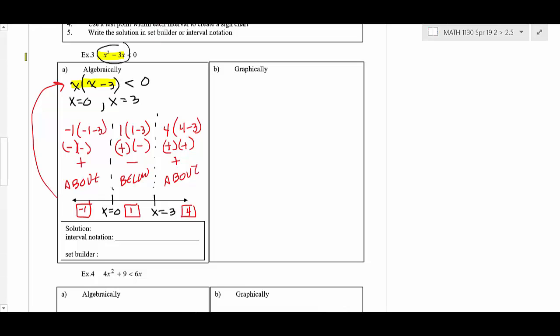So what are you looking for on this problem? Where it's below or where it's above? Where it's below, because it's less than. So that means you're here. Are you going to use parentheses or brackets on your interval?